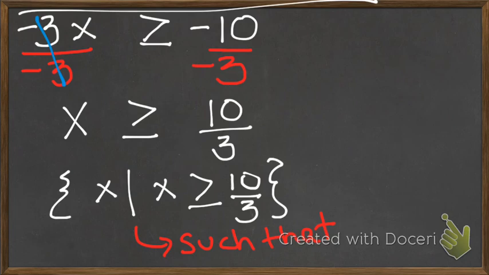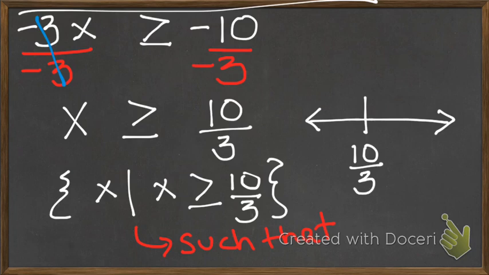To graph the solution, you draw a line, put 10/3 somewhere. It's not important where it is. You just label it on the line somewhere. And then you color everything to the right. But the question is, does x include 10/3? If it does, then you must color 10/3 using a closed circle. But if it doesn't equal 10/3, then you do an open circle.